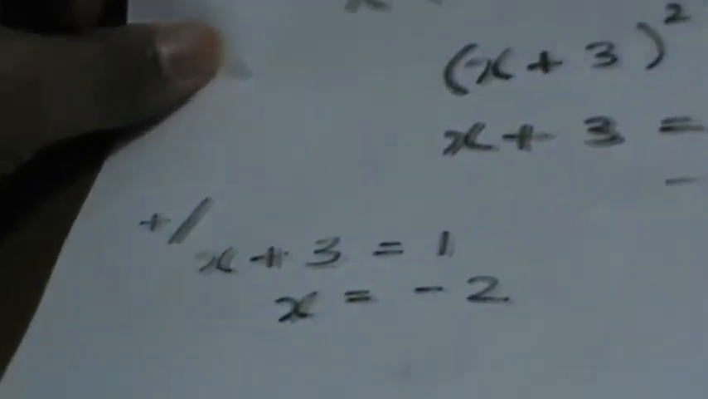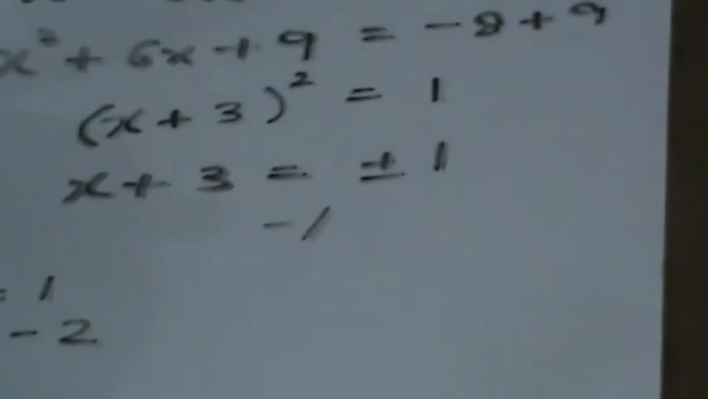When I take the positive consideration, I can say that x plus 3 is equal to 1. So x is equal to minus 2. When I take the negative consideration, x plus 3 is equal to minus 1. So x is equal to minus 4.